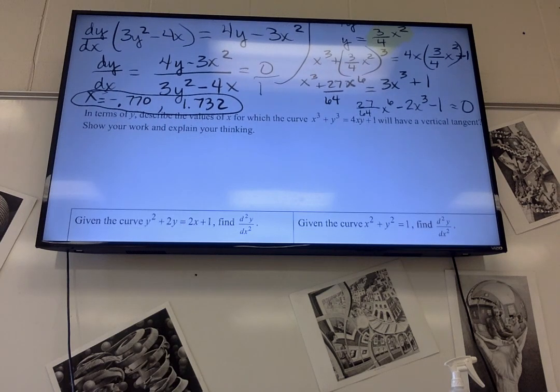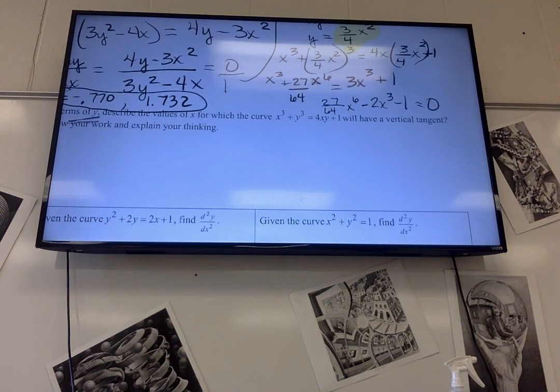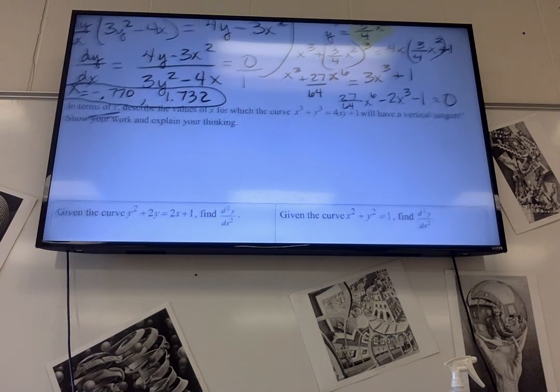Okay. So in terms of y, now this one's different. It's not asking us to find the x value. It's just saying in terms of y, describe the values of x for which the curve, that's the one we just found, will have a vertical tangent.